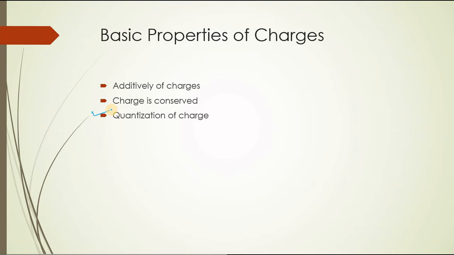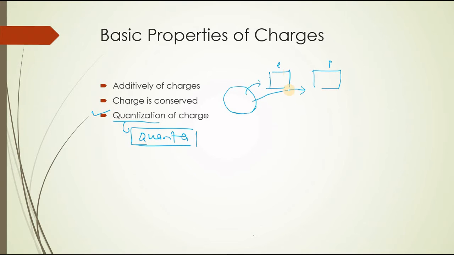So quantization of the charge means that there is no possibility that there will be e/2. It means you don't have 0.5 electron. 0.5 electron means you cannot break the electron further apart. That is basically the meaning of quantization.